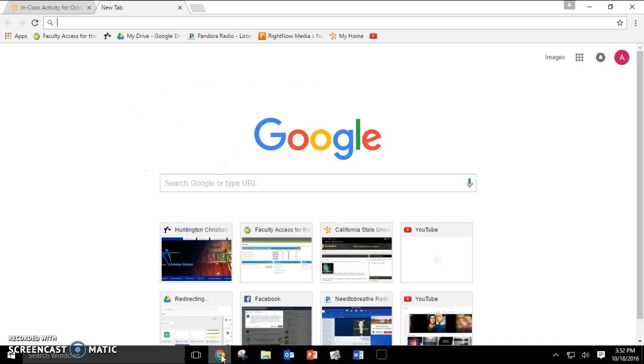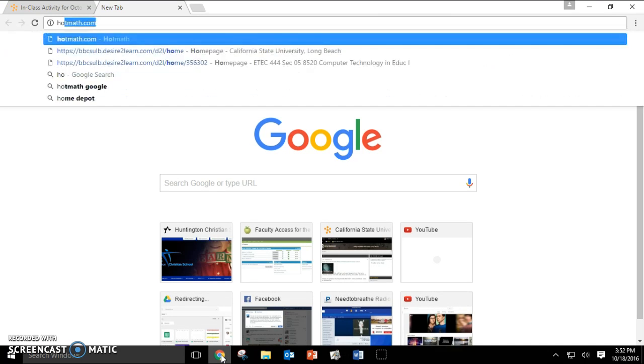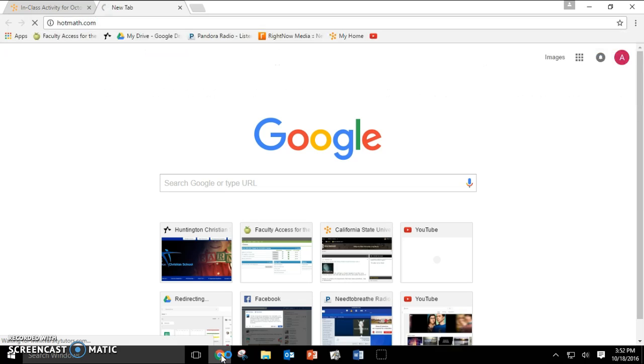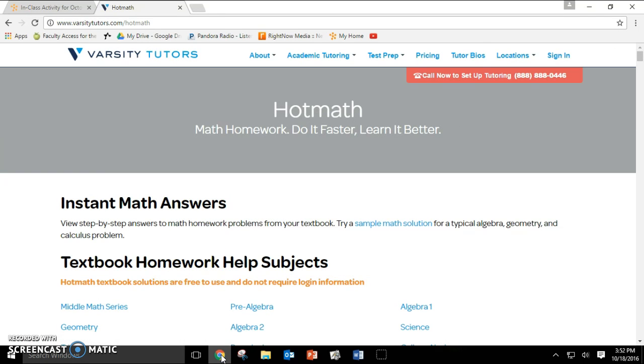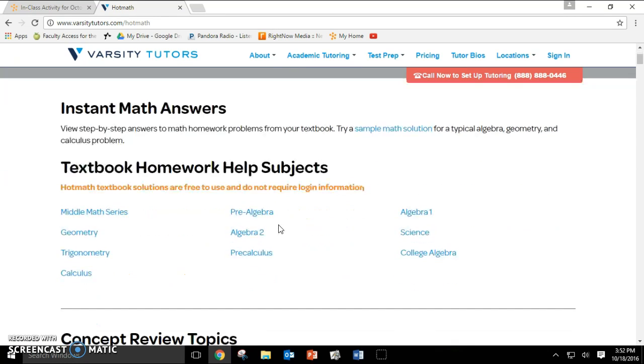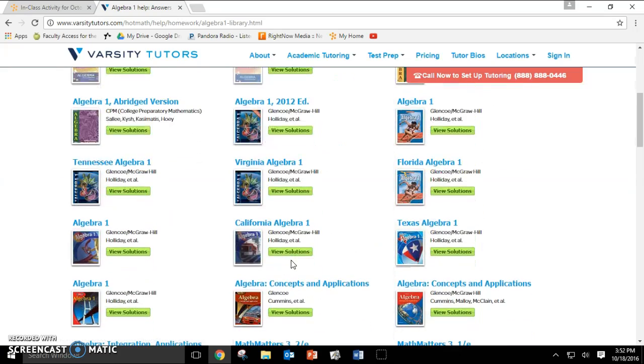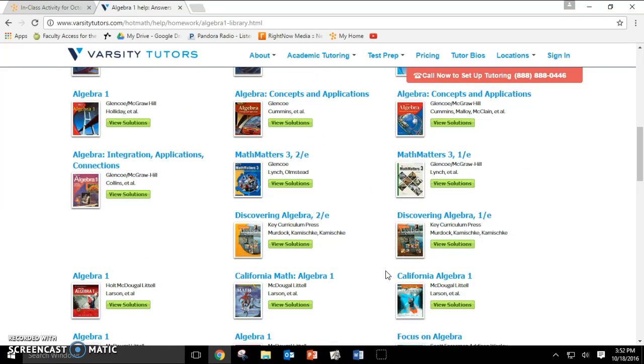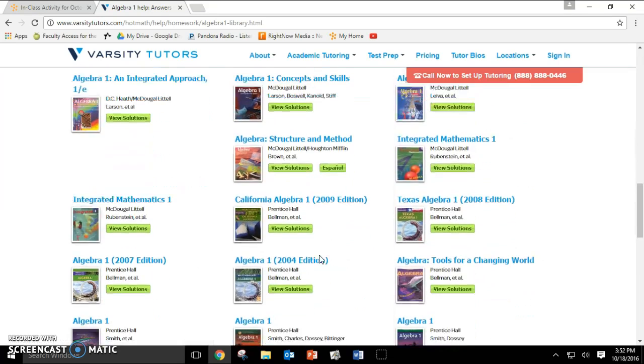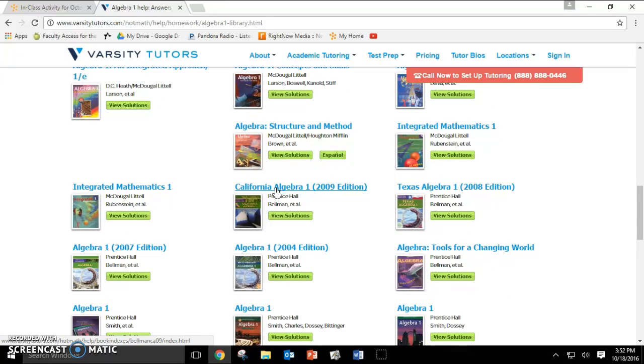So we're going to open up a web browser here and we're going to type in hotmath.com. When we type in hotmath.com, we are going to see a page like this. It says Hot Math up here at the top, and we are going to be first selecting our subject. This is the different subjects that they offer, but we are in Algebra 1, so we're going to click Algebra 1. And when you click Algebra 1, you're going to see many different textbooks. You need to find the textbook that looks like yours. And in this case, we are finding the one that is the 2009 edition, California Algebra 1, and that is right here. So we're going to press View Solutions.